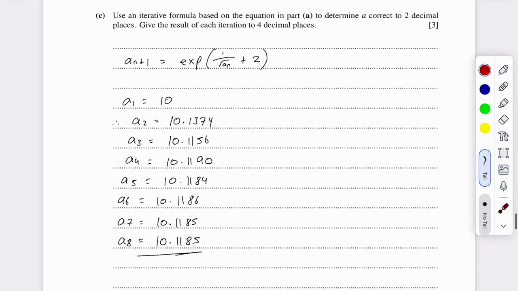Perfect. And that's the final answer to that question. Very simple, classic iteration question. This is a case of starting with a sensible estimate, which is what we did, plugging it in, and then replugging.